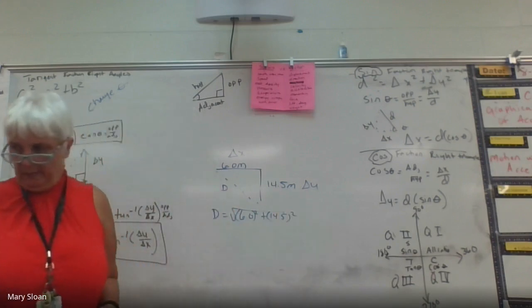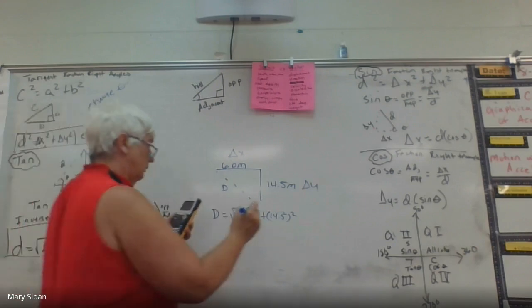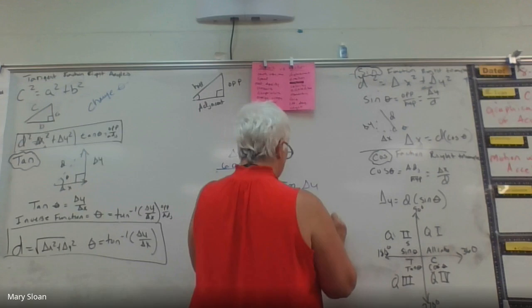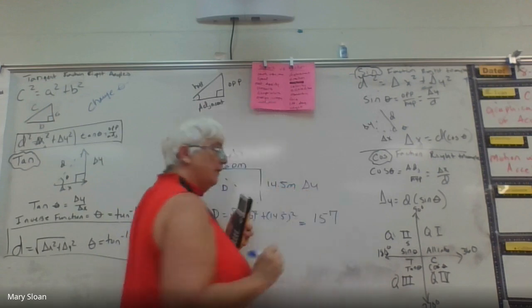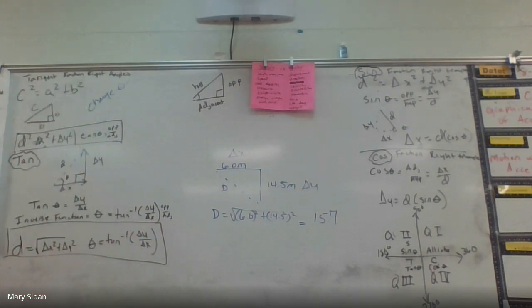Okay. So let's put it in our calculator. I'm doing a square root, and I'm doing 6.0 squared plus 14.5 squared. What did y'all get? 15.69. So can we say 15.7? Everybody good so far? So then the next thing we're going to do is we're trying to find the angle.